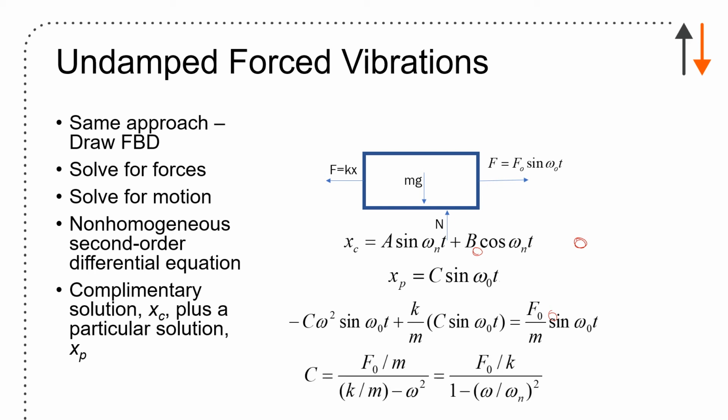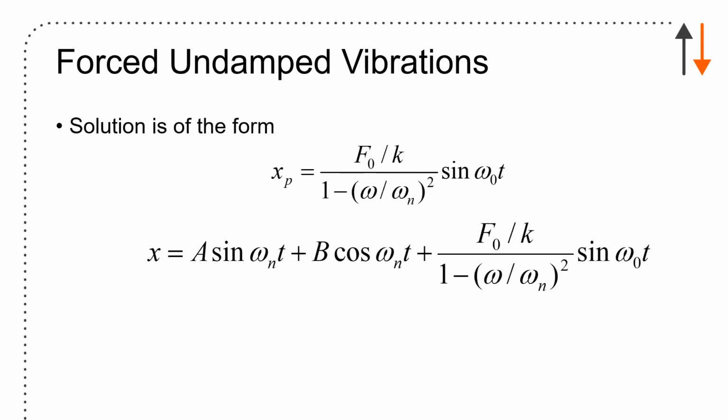And you know that this solution is going to give you F naught over m, over omega n squared minus omega squared. What you find is that you end up with a magnification term. That magnification term right here, which I just added in, that particular solution is a bit of a pain in the neck, because suddenly you realize that as you approach the natural frequency, you start to have this thing shake apart.